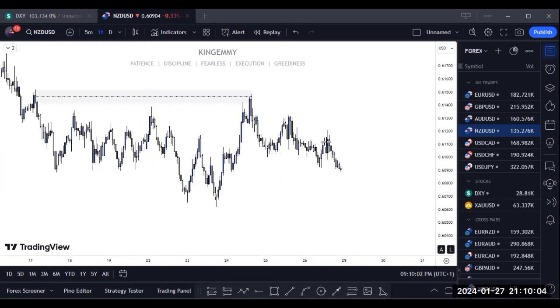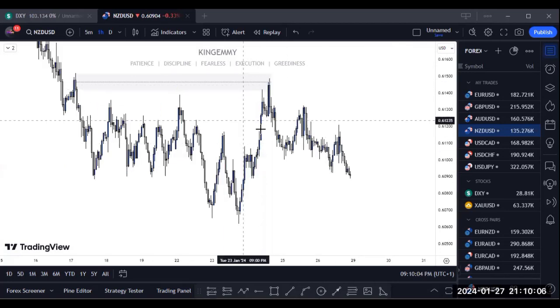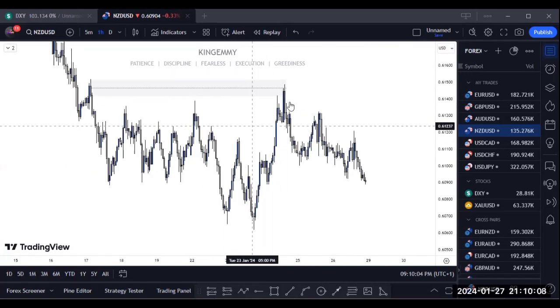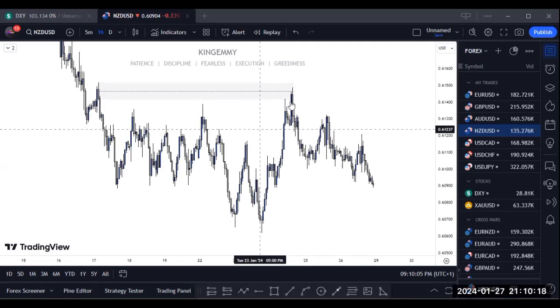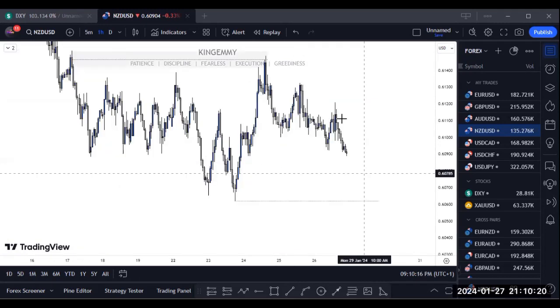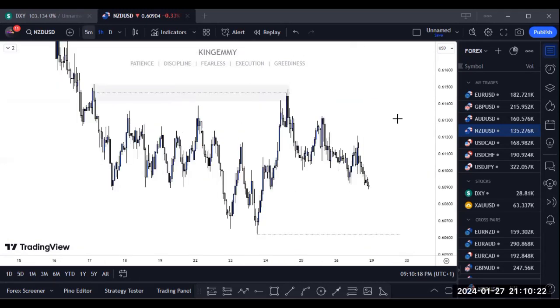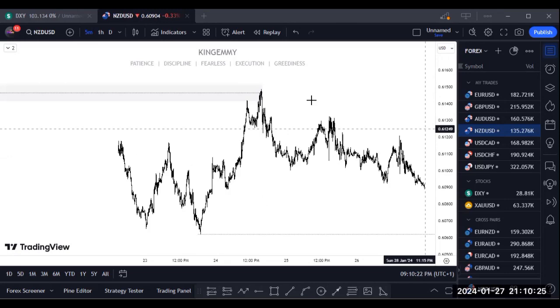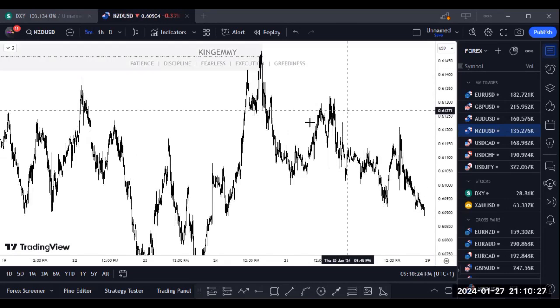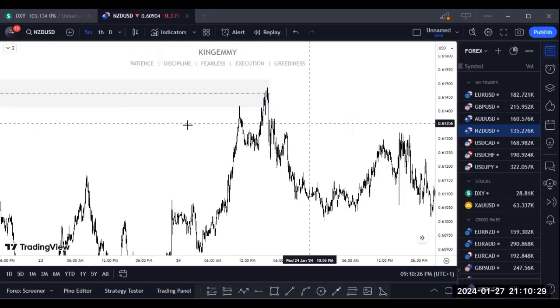So when price taps into this particular POI, what do you want to see? If price taps down, I want to see a 5 minute confirmation entry. My confirmation trade should be on 5 minutes. We had this.